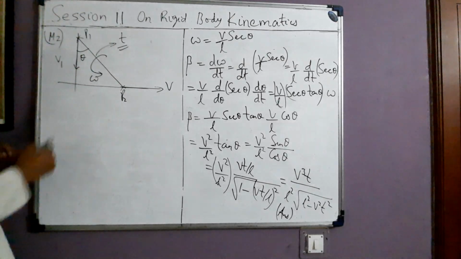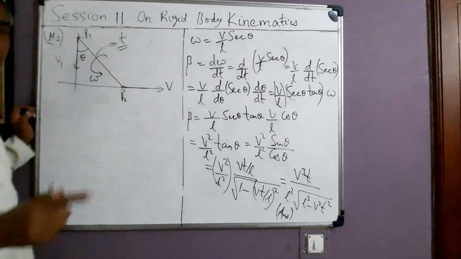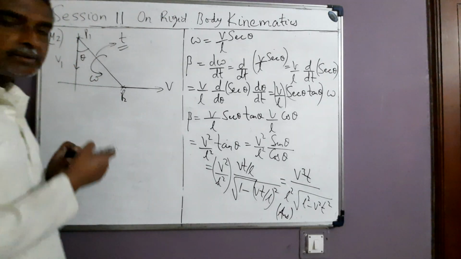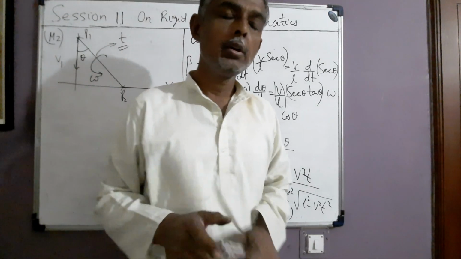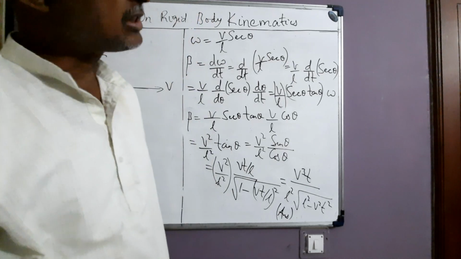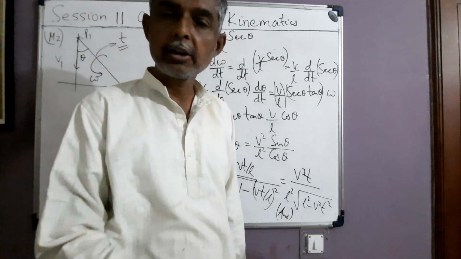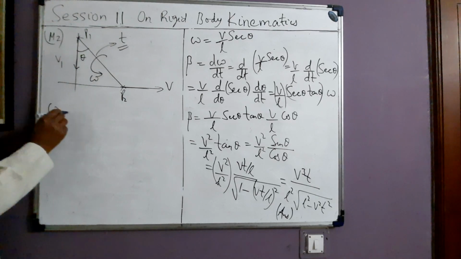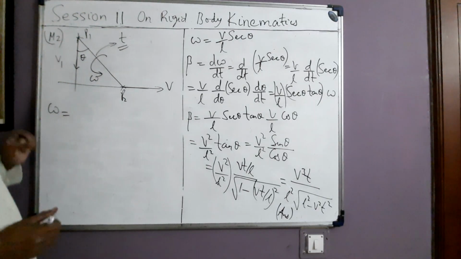Okay. Now omega from that theory is relative normal speed by separation. If you doubt this concept, or you don't know it properly, you can go to the first and second video of rigid body kinematics. There you'll get all those things. So omega becomes relative normal speed by separation.